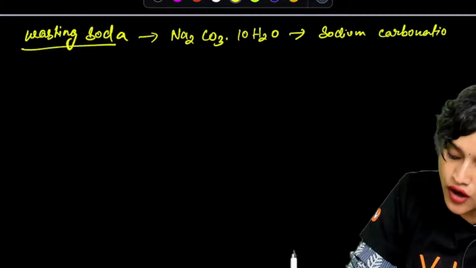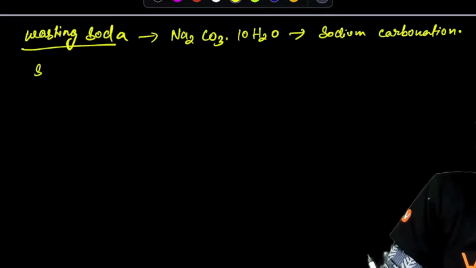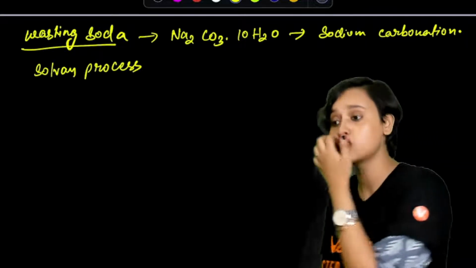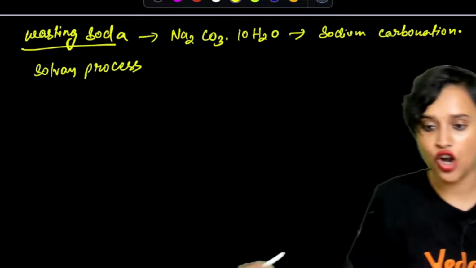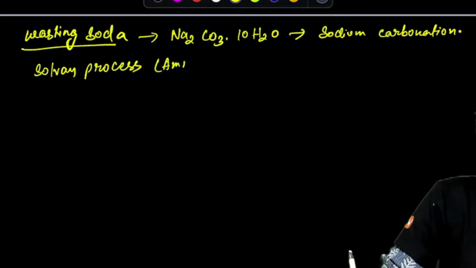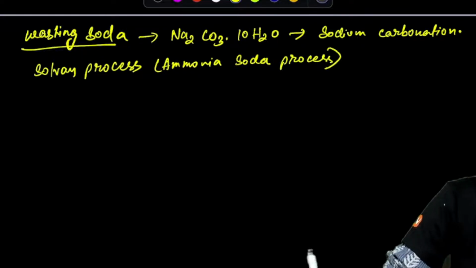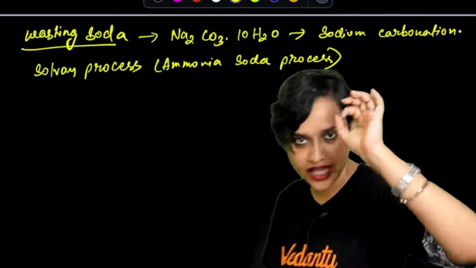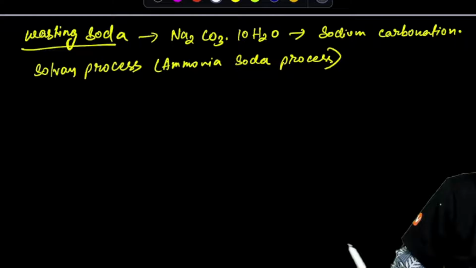Now the preparation of sodium carbonate is done by the Solvay process, and this Solvay process is also called the ammonia soda process. This process has actually 4 steps and it is very easy. You will learn it right away. There are 4 steps, everybody.